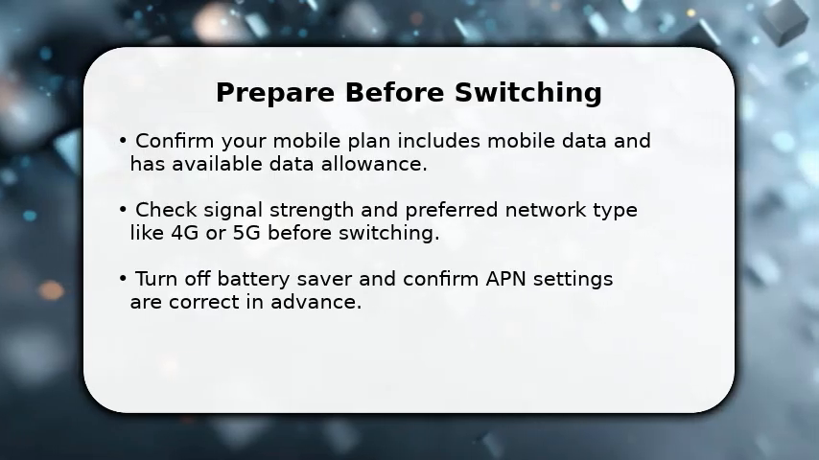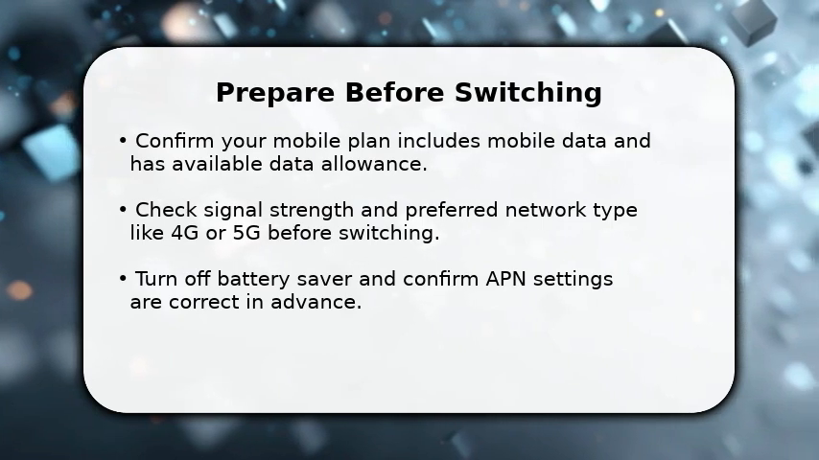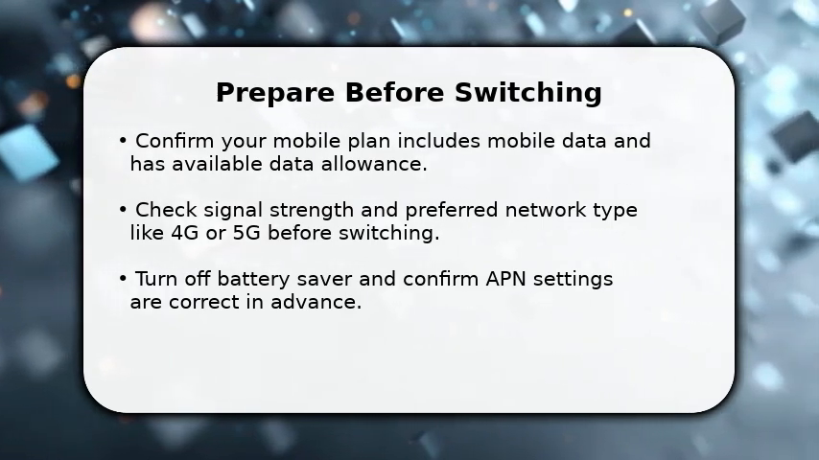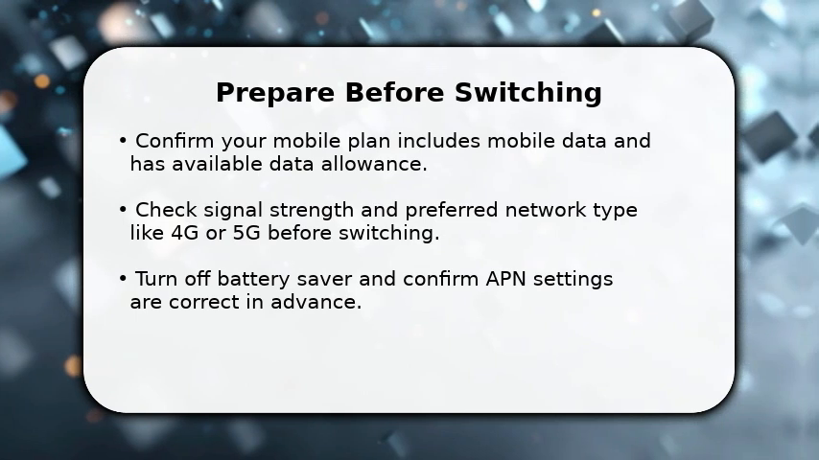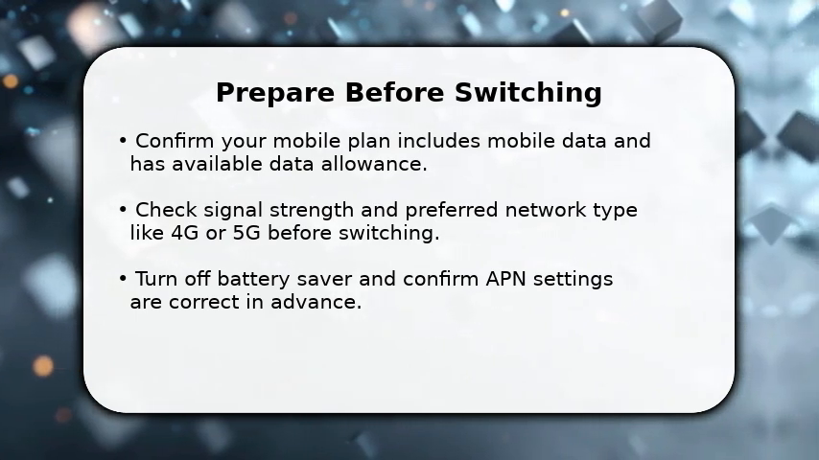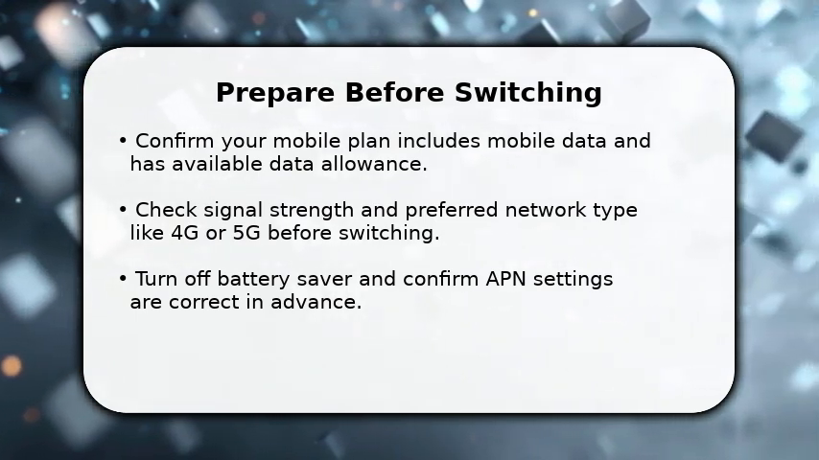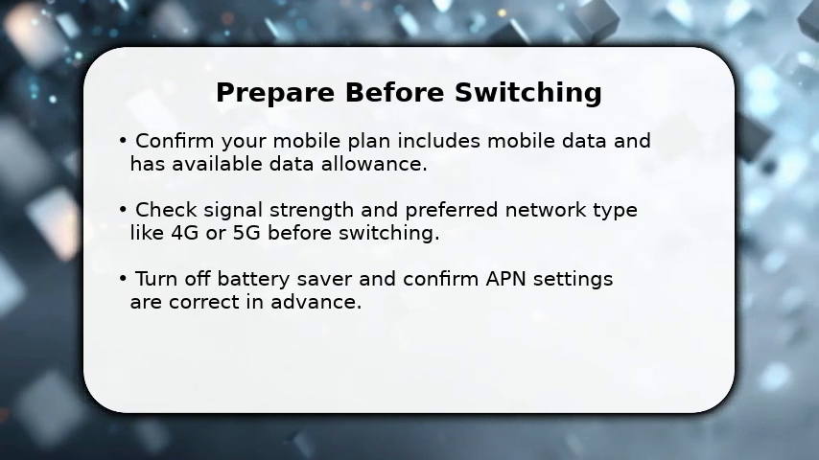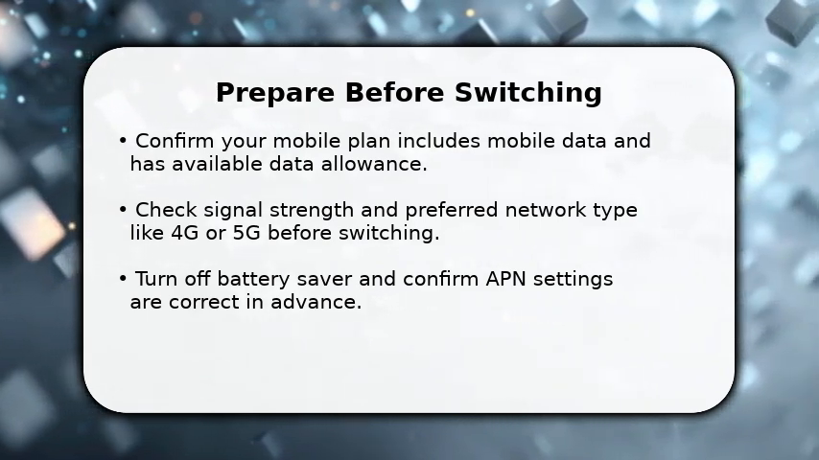First, confirm your mobile plan includes mobile data and has available data allowance. Next, check signal strength and preferred network type like 4G or 5G before switching. Also, make sure data roaming is enabled if you will travel outside your network area.